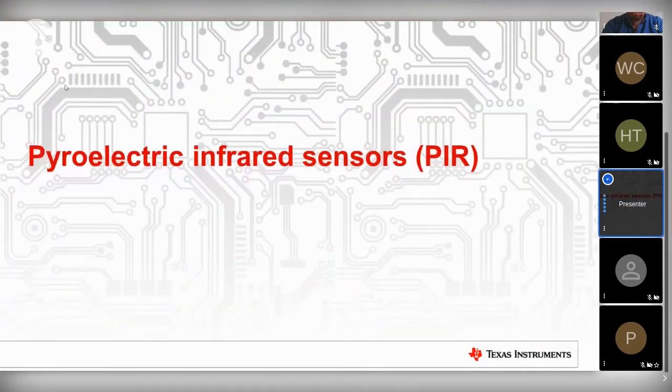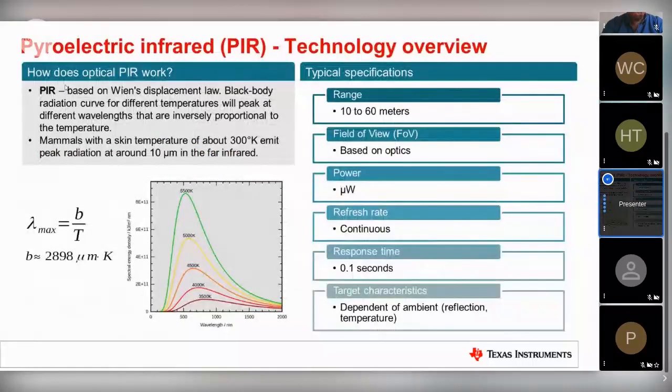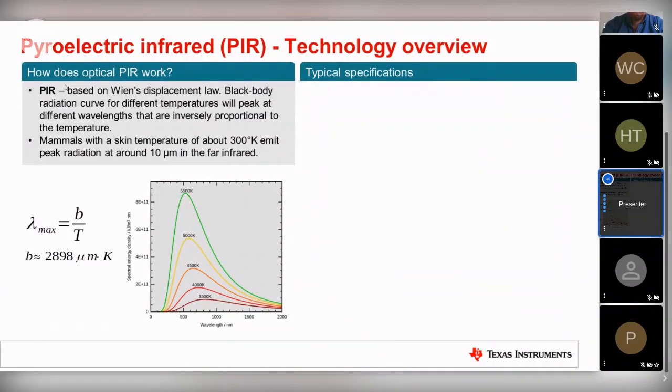So let's go into a little more detail on the pyroelectric infrared sensor, better known as PIR. What we are doing with PIR sensors is basically trying to measure the heat from the body, and there is a law that directly relates the peak of the wavelength to the temperature of the body.